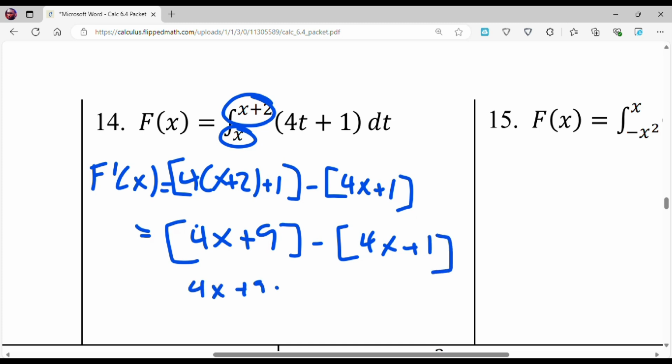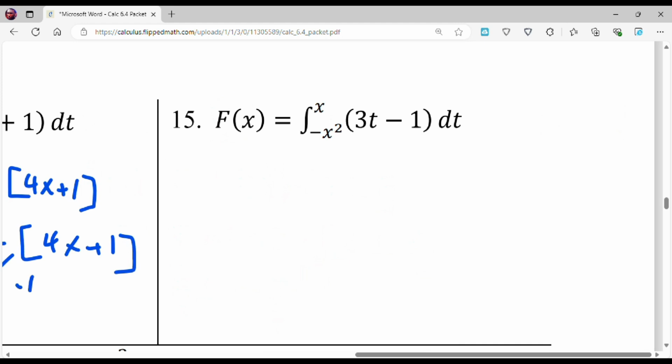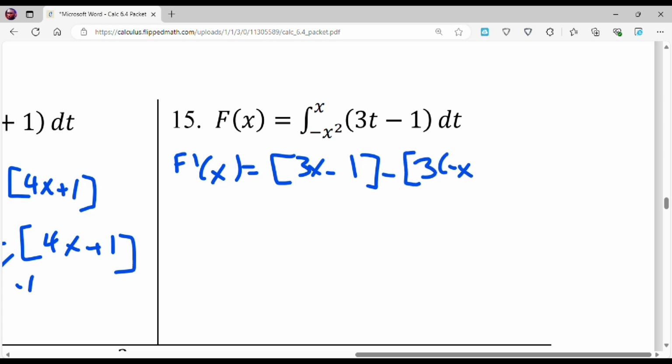4x plus 9 minus 4x minus 1. We get 4x minus 4x and 9 minus 1, which is 8. Here we have, again, a similar thing. f prime of x equals 3x minus 1 minus 3 negative x squared, right, minus 1.